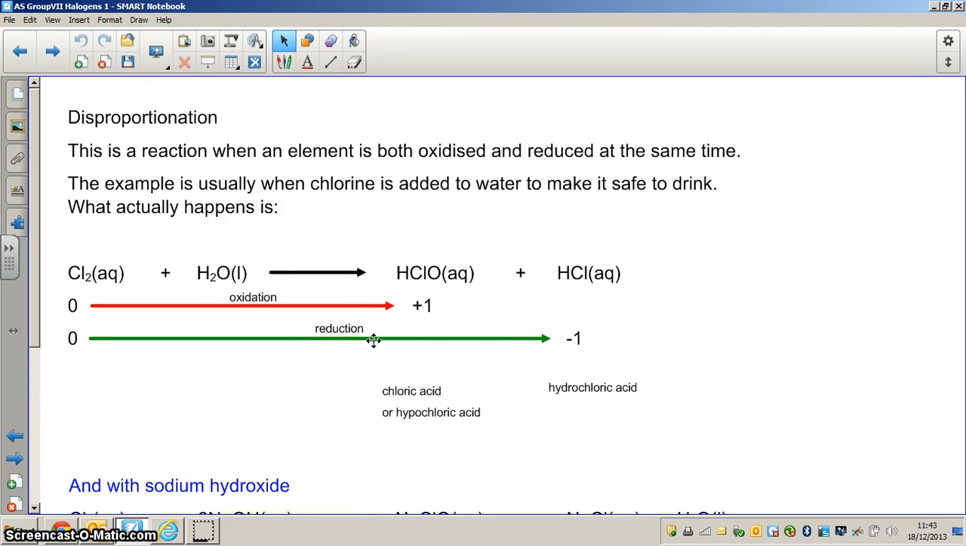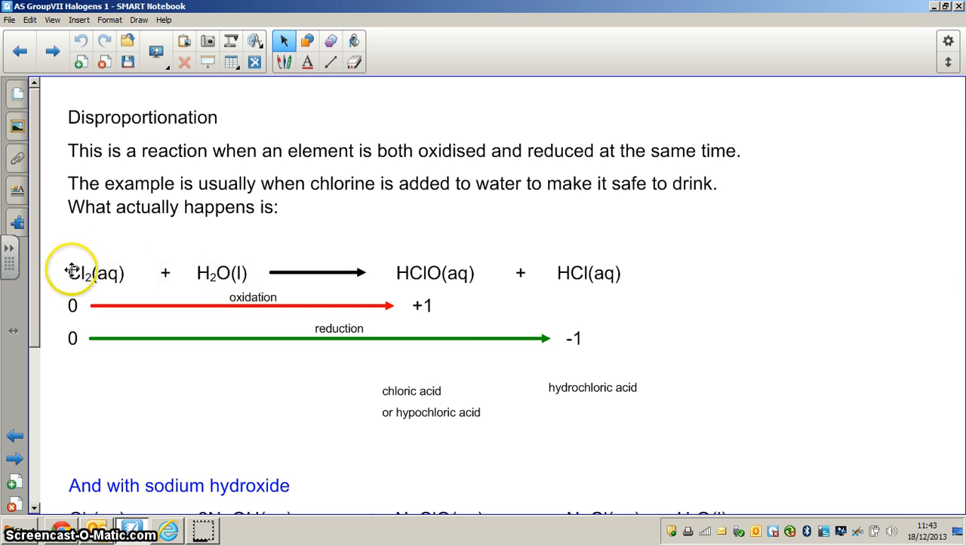In this how-to video I'm going to explain disproportionation, and to help me I've put some notes on the screen. So firstly, what is disproportionation? Well, disproportionation is a reaction when a single element is both oxidized and reduced at the same time. And here's the example with chlorine added to water.